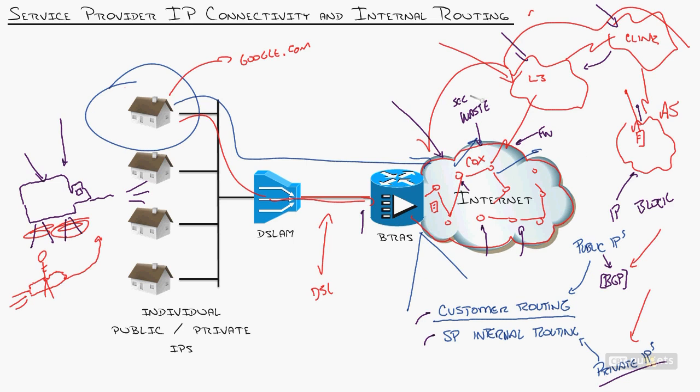So you want to use BGP as an internet service provider to advertise your routes to the rest of the world, but you don't want to use that for your internal routing. Think about modern day carriers. What do they deal with? They deal with voice over IP. They deal with data services that are oftentimes real time.